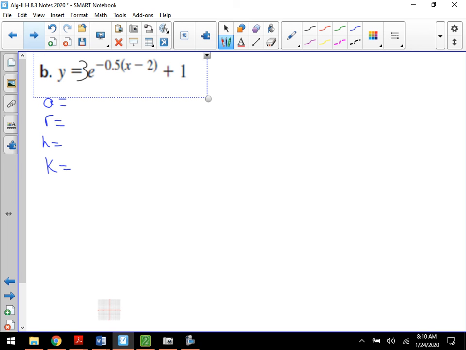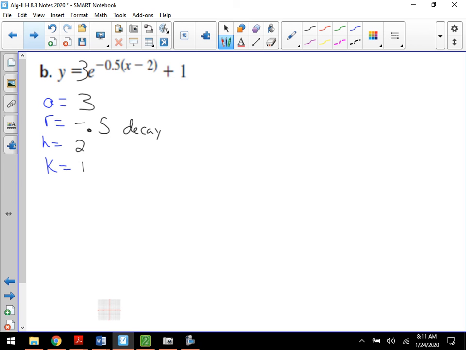As we go through these things, we're going to follow the exact same process, except with these, there's a lot less ordered pairs to pick. It's really just one, and we have to understand direction. So with this one, what's our a value now? 3. What's our rate? Negative 0.5. So is that growth or decay? Decay. All right. Our h value? Positive 2, good. And our k value? Okay.